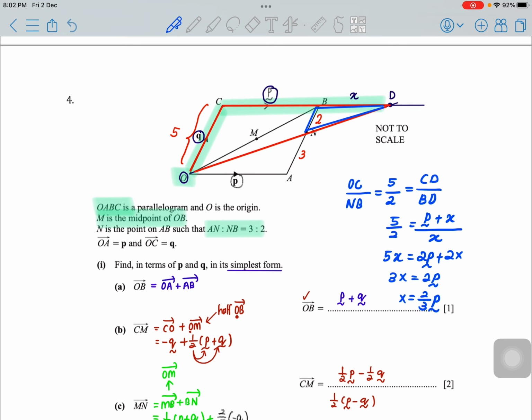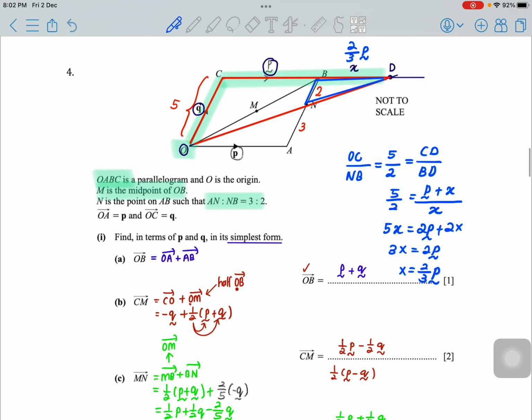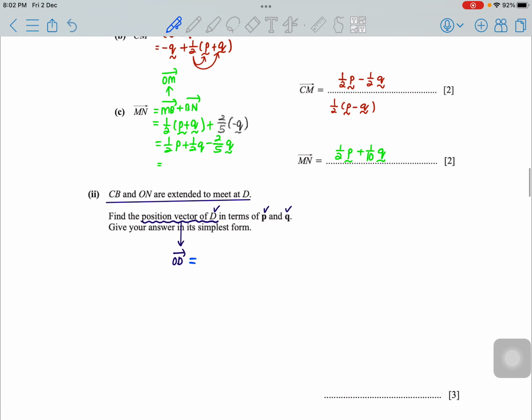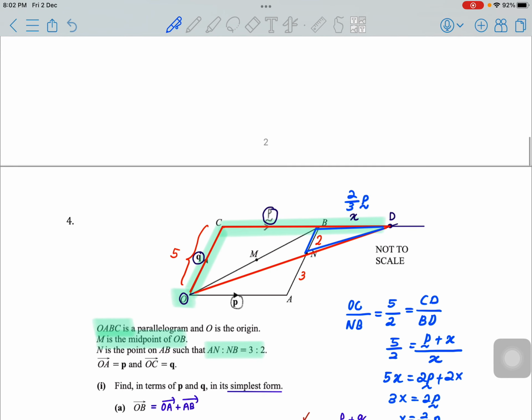The moment you get your x, you put it here. 2 over 3 P. What do we do next? Just take the value and then you substitute here. Let's define the path of OD. We wanted OD, right? So what I'm doing, I'm going from O to C, which is Q. And then I'm traveling from C to B, which is P. And then now I know my X value, which is 2 over 3 P. So Q plus 5 over 3 P.